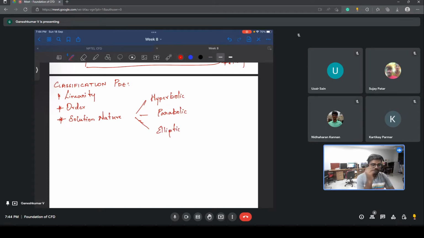We also learned a little bit about characteristics. Can anyone guess why we need to classify this? I have mentioned it before in lectures also. What is the reason for us to classify these PDEs? Okay, well, to apply boundary conditions. Yeah, very good. So one is to apply boundary conditions.